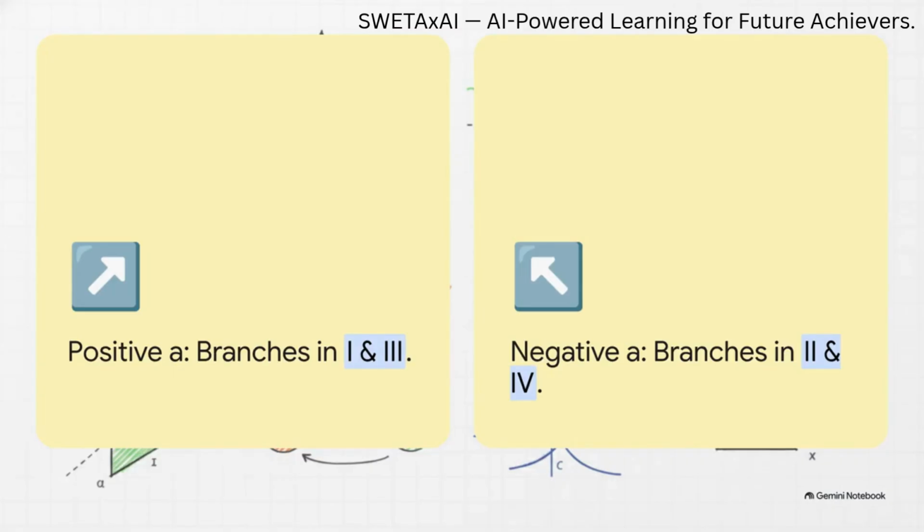The first graph defined by these invisible fences is the reciprocal graph, y equals a over x. Because you can't divide by 0, the graph mathematically breaks apart. It literally splits into two separate branches divided by asymptotes at x equals 0 and y equals 0. And just like we saw earlier, the sign of a controls everything. A positive a puts the branches in opposite corners, quadrants 1 and 3. A negative a flips them to quadrants 2 and 4.